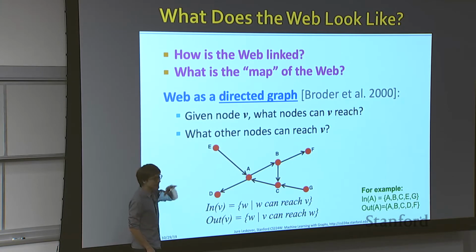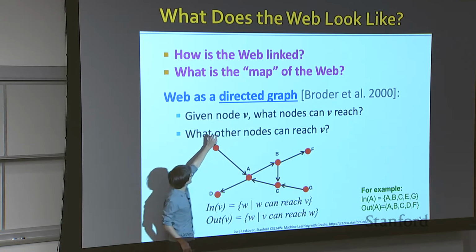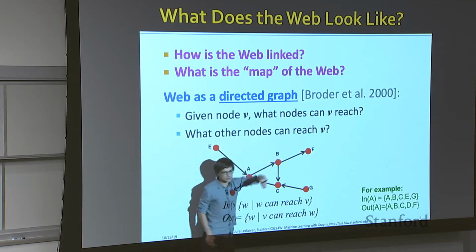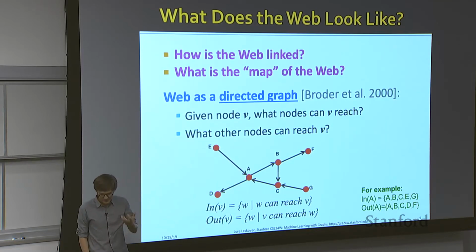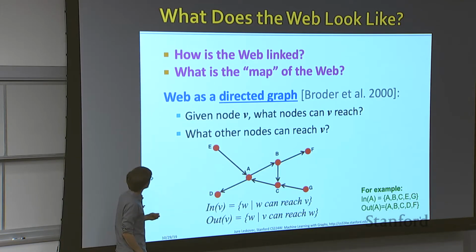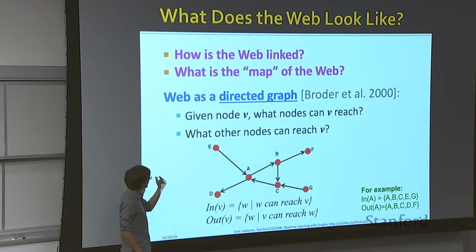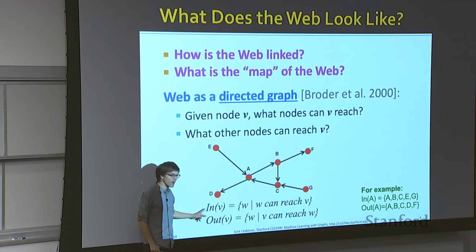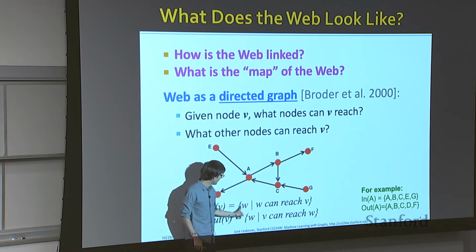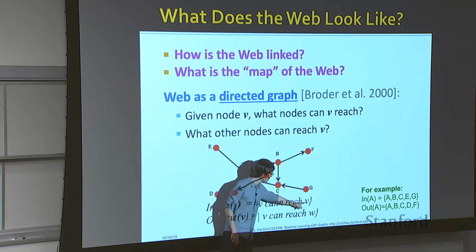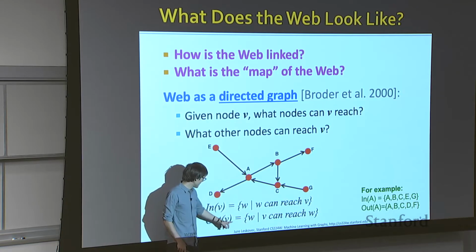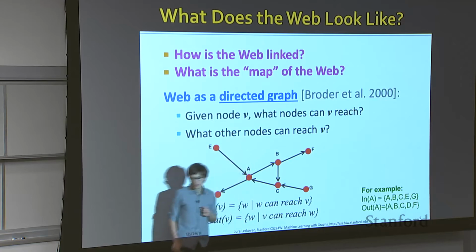The question they were asking is, how is the web organized? Given a node V, what other nodes can we reach from that node V? And the question is both what can we reach going out from V, but also who else can reach this arbitrary node V. So this means we will define two sets: an in component and an out component. An in component of V is all the nodes W where W can reach node V. And the out component is all the nodes W where V can reach W.